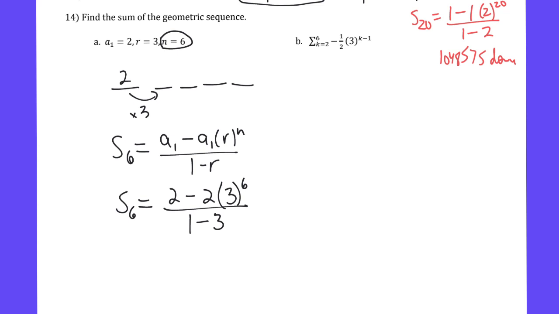So put it in your calculator, and make sure you use a subtraction sign here and a subtraction sign here. Don't make them negatives. And if you put it in your calculator, you're going to get 728.